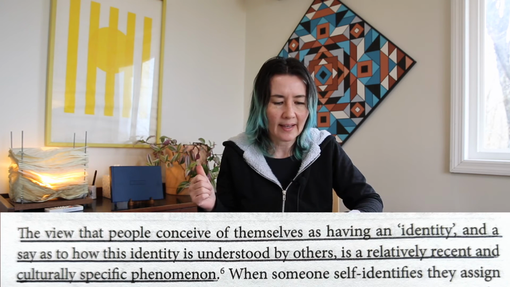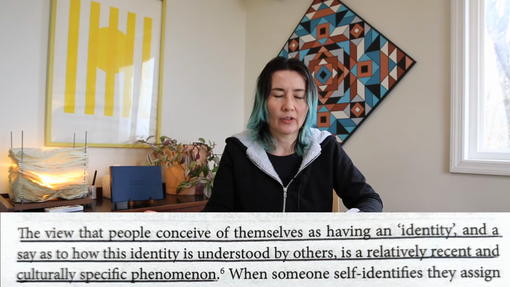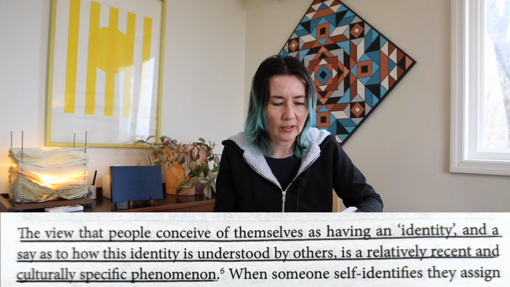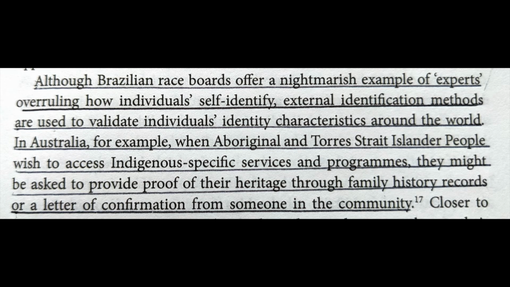And he's saying it's a very recent phenomenon that people have a so-called identity, and that this identity is understood by others, he's saying, is a relatively recent and culturally specific phenomenon. And he points out, like in Brazil, Brazilian race boards, which would provide experts that could overrule how individuals self-identify racially. And even in the United States Census, historically, sometimes if people checked the wrong race box, that could be overruled by the person administering the census. So just the violence that goes into reducing the person into the form.